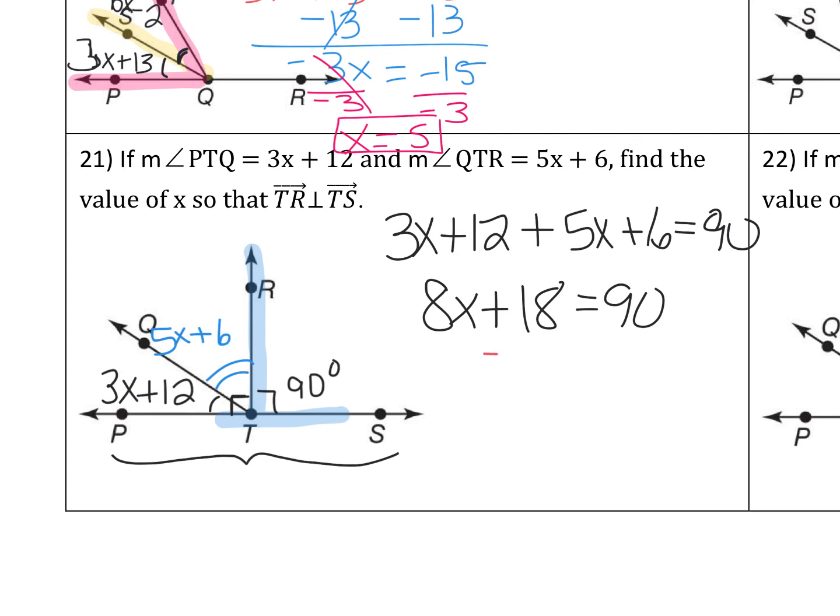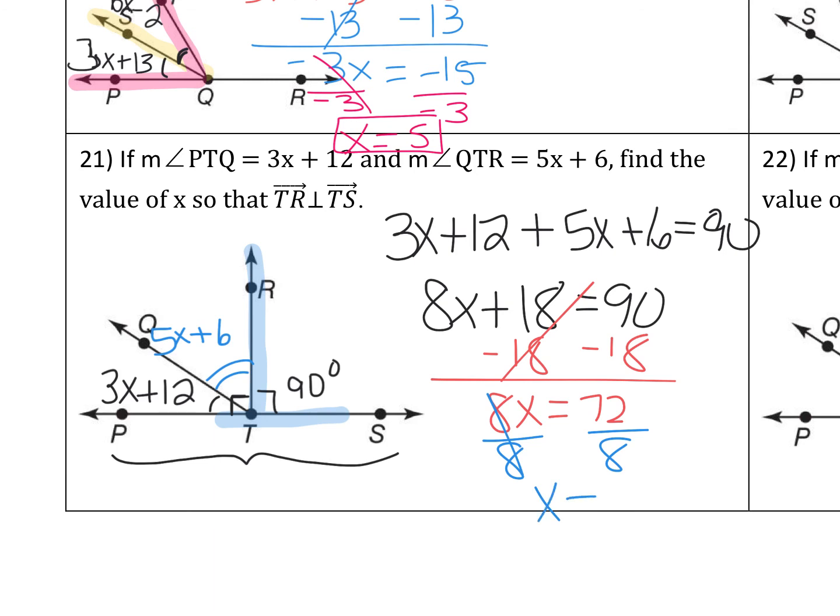Now we're going to solve by subtracting 18 from both sides. 8x equals 72. Divide by 8 on both sides, and we get x equals 9. And if we plug them back in, they are not equal to each other, but if I plug it back in and add them together, they do come out to 90 degrees, okay?